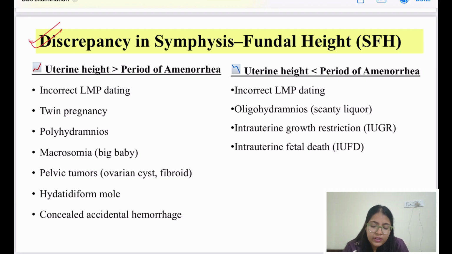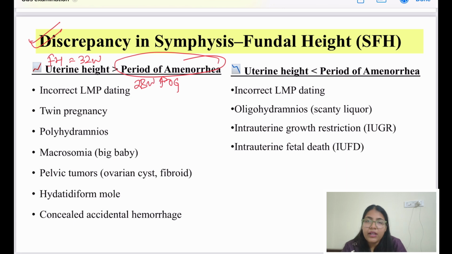In cases where uterine height, meaning fundal height, is more than the period of amenorrhea, that is the period of gestation, suppose from LMP you calculated 28 weeks, but while measuring fundal height it is coming to be 32 weeks. So what can be the reason? The first and the most common reason is wrong date. So your dating may be incorrect.